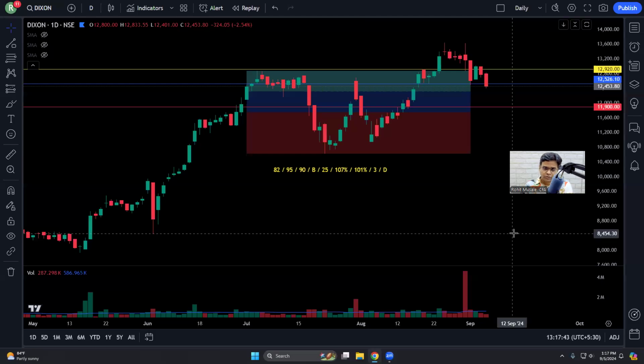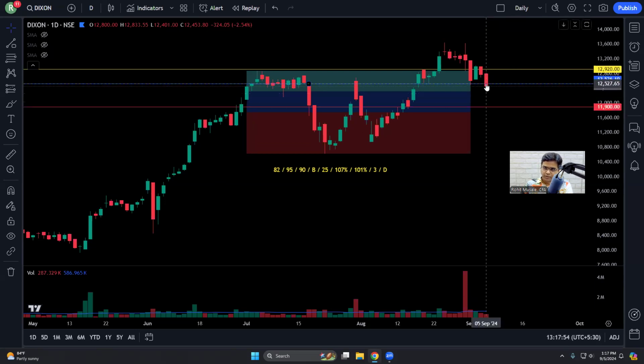So I took a loss on this trade. My loss here is roughly between 2 to 3%. I sold the stock today. So as you can see, the market is still on. I have sold the stock. I have taken my loss.